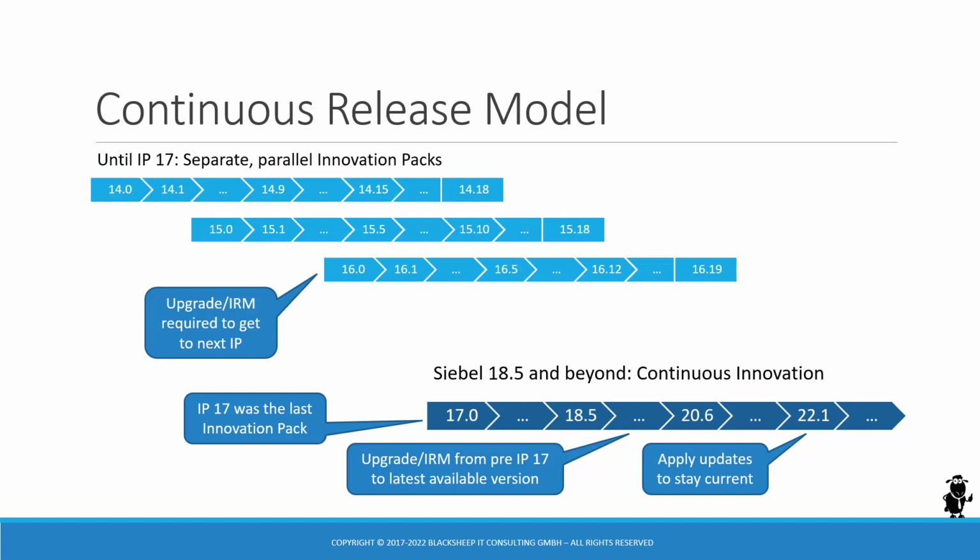With IP17 that changed. IP17 was the last innovation pack that you could actually upgrade to, and then on top of IP17, Oracle conceived the continuous innovation model starting with 18.5. So if you are already upgraded to anything higher than IP17, you are on the continuous innovation track. So you can simply apply an update such as 22.1 or future updates and get the latest list of bug fixes and features.